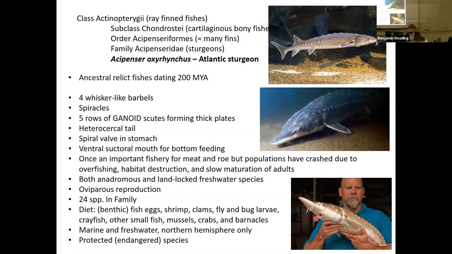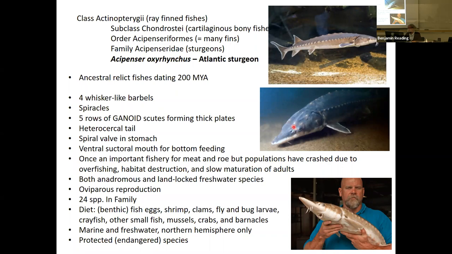They were once an important fishery, but overfishing has led to its collapse along with habitat modification. A lot of these things are anadromous, and so they live in the ocean and migrate into freshwater rivers to spawn, and dams, for instance, have prevented or destroyed their spawning habitat. The meat is an important commodity, but also the roe. Caviar is a multi-billion dollar a year industry worldwide, and so these things are valued for the caviar as well as the meat, primarily in Europe, in Russia.